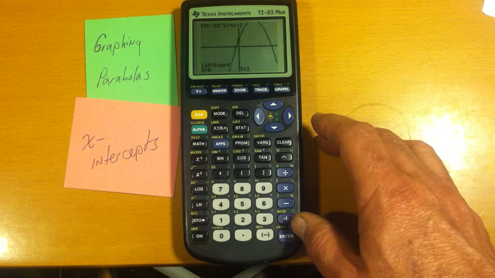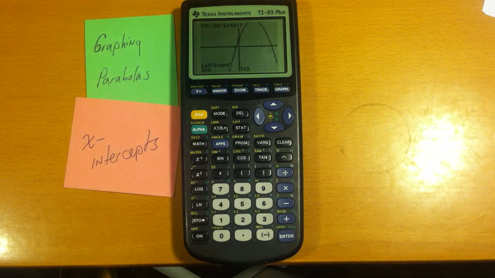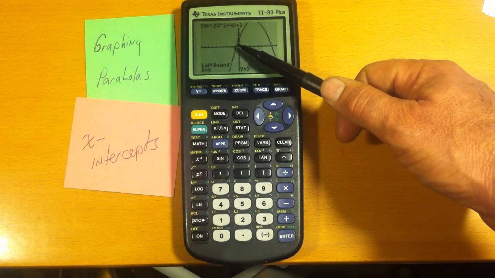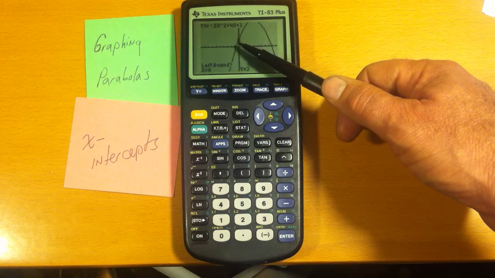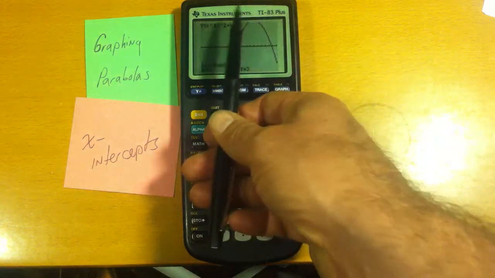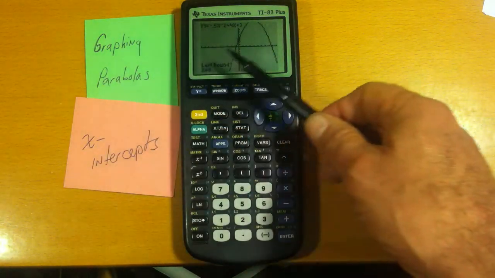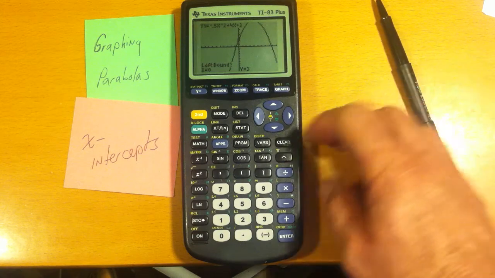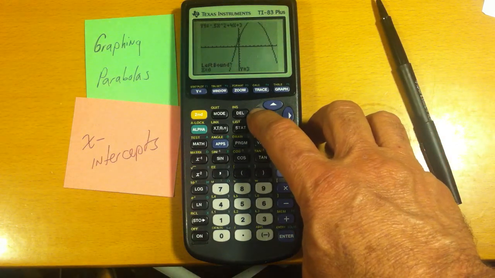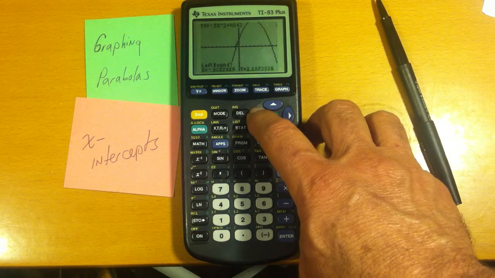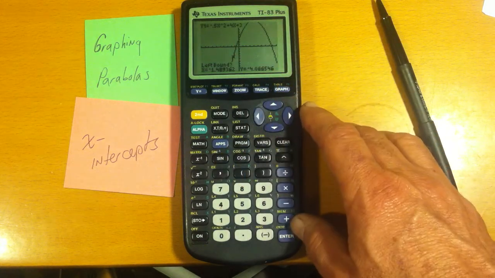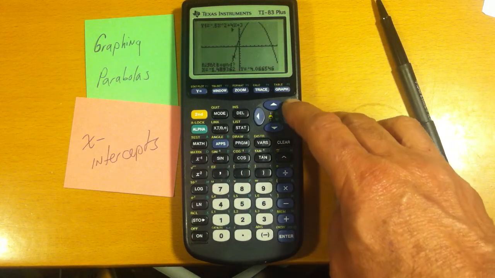And now it says left bound. Now let's think about what that means. What that means is if this is the intercept I'm interested in, I need to move this cursor to the left of that. So in this direction, on the x-axis, I need the cursor to the left of that to say to the computer, I'm not going to look for anything except between these two bounds. Between this left bound here, I'm going to hit enter.